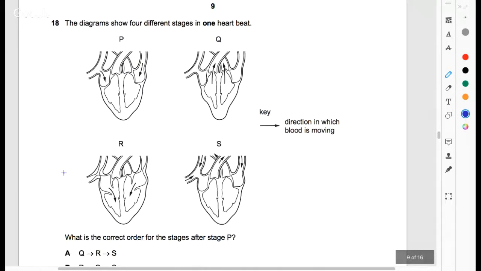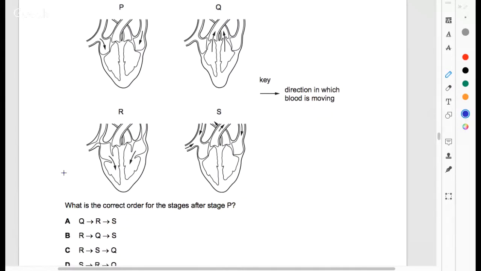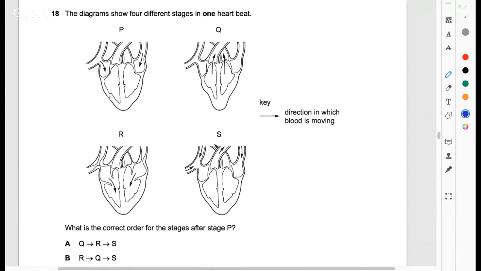The diagram shows four different stages in one heartbeat. What is the correct order of stages after P? So seeing this one, we have blood coming into the right heart. Remember, when you draw a diagram of a heart, this side with more muscle is always the left side, because that's pumping to the body. And the convention is you draw the heart as if you were looking at it from behind the person, as if you were the person who owns the heart.